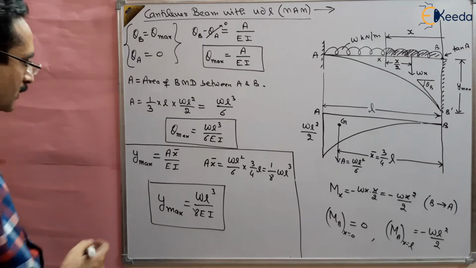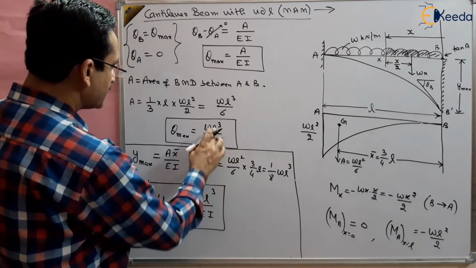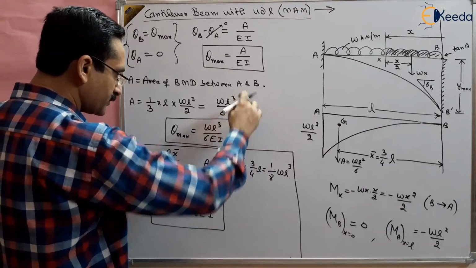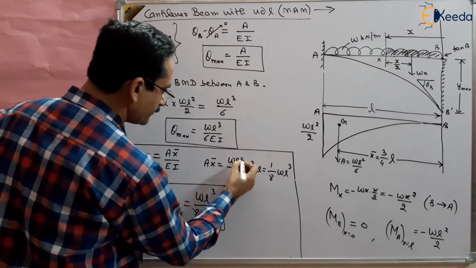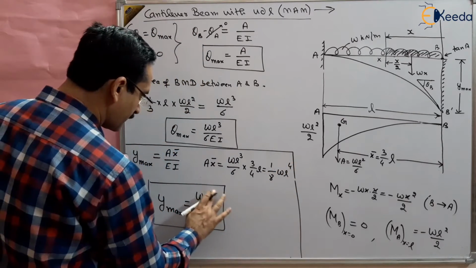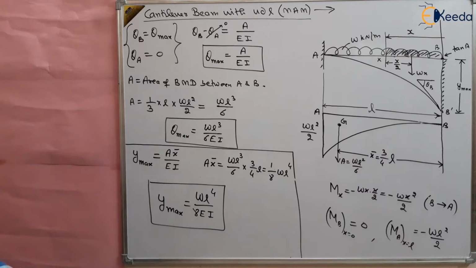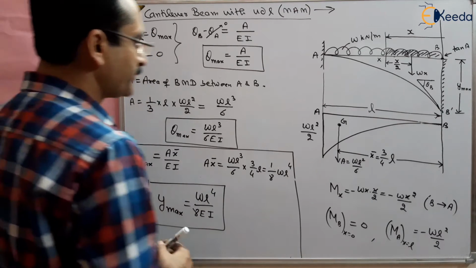This is WL cube, not WL square. So this is WL to the power 4. WL to the power 4 by 8 EI. So this is the maximum deflection.